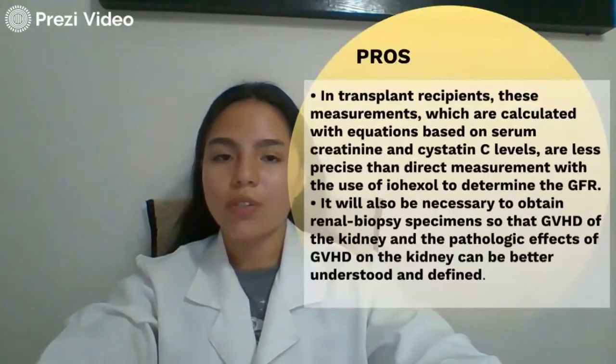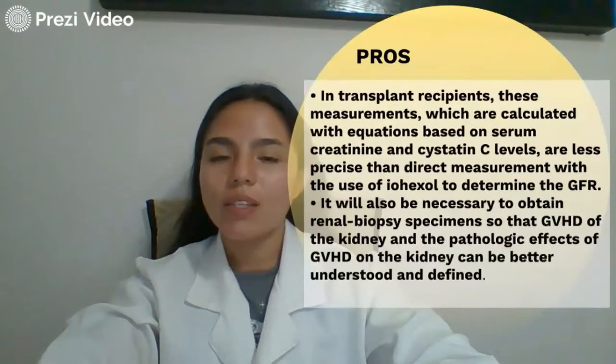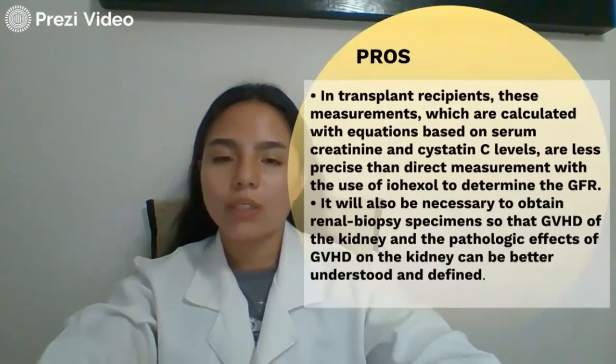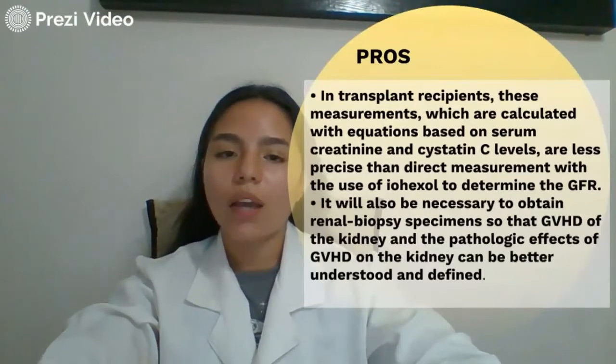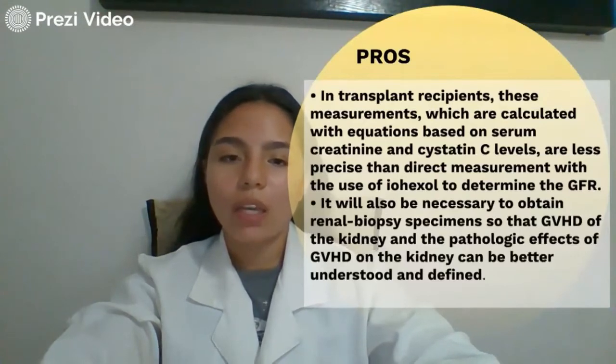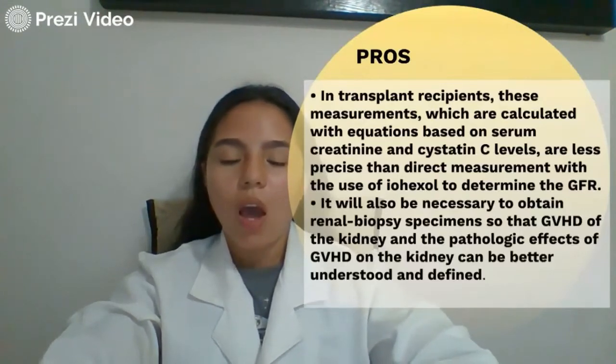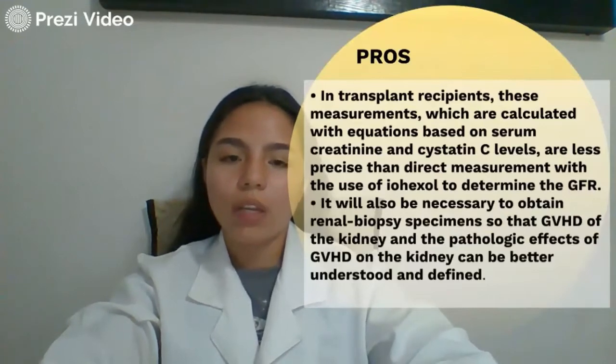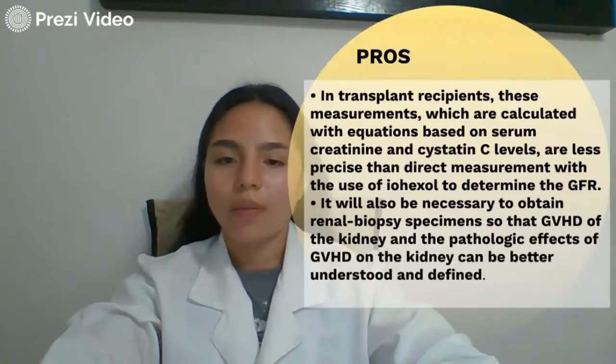In transplant recipients, these measures, which are calculated with equations based on serum creatinine and cystatin C levels, are less precise than direct measurement, which uses iohexol to determine GFR. It will also be necessary to obtain renal biopsy specimens so that GVHD of the kidney and the pathologic effects of GVHD of the kidney can be better understood and defined.